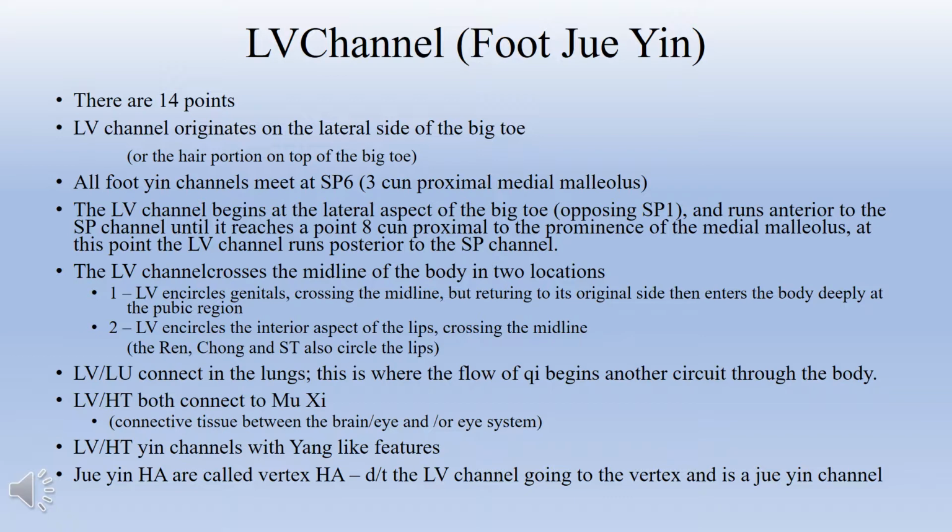The liver channel, foot Jue Yin. There are 14 points. The liver channel originates on the lateral side of the big toe, or the hairy portion on top of the big toe. All foot yin channels meet at spleen 6, 3 soon proximal to the medial malleolus. The liver channel begins at the lateral aspect of the big toe, opposing spleen 1, and runs anterior to the spleen channel until it reaches a point 8 soon proximal to the prominence of the medial malleolus. At this point, the liver channel runs posterior to the spleen channel.